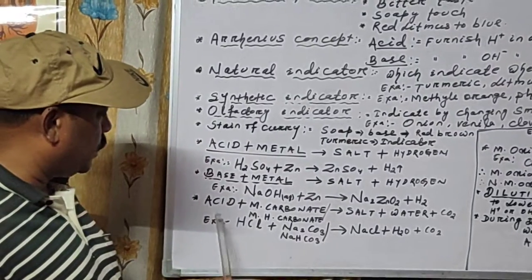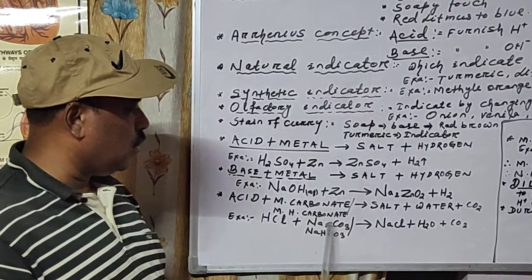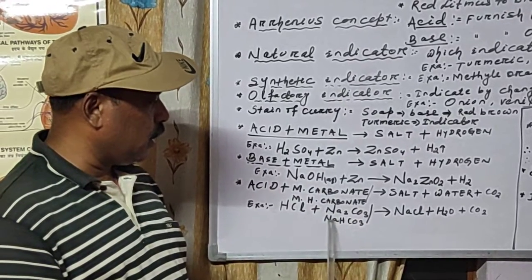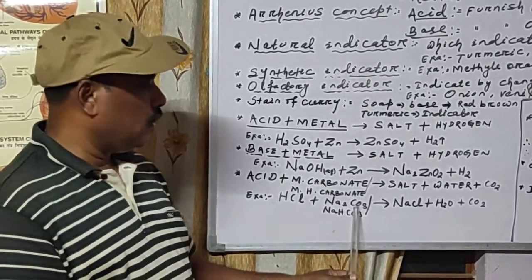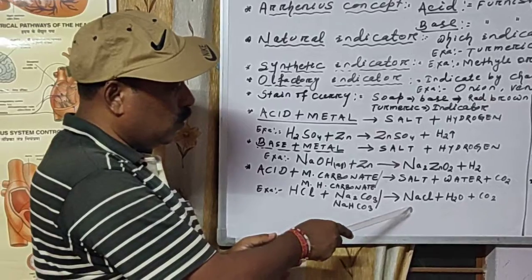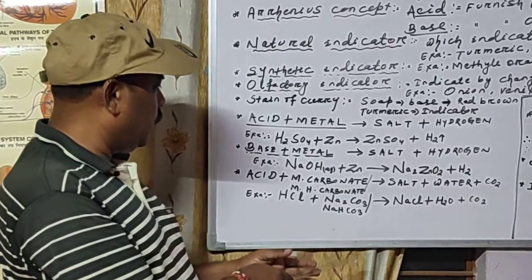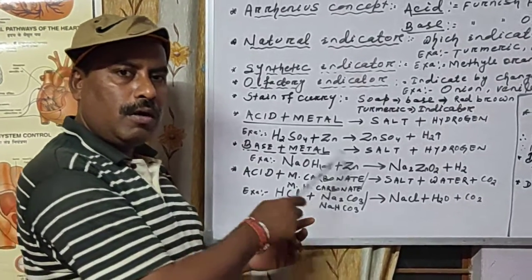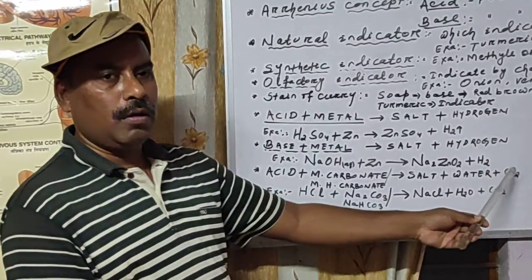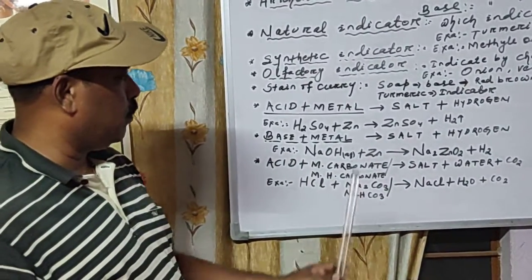For example, acid we are taking HCl, hydrochloric acid, plus metal carbonate we are taking sodium carbonate, Na2CO3, or metal hydrogen carbonate we are taking sodium hydrogen carbonate. Then on the product side, sodium chloride, one salt, will be formed, water will be formed and carbon dioxide will be formed. So from here we conclude that when acid reacts with metal carbonate or metal hydrogen carbonate, definitely salt will be formed, water will be formed, along with carbon dioxide gas evolved. So this is about what happens with acid plus metal carbonate.